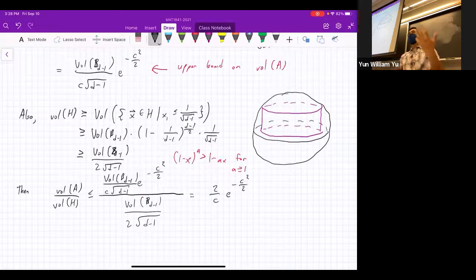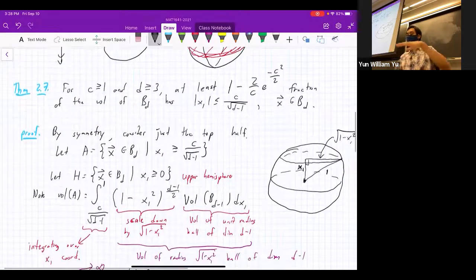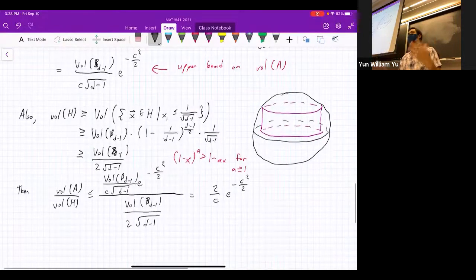So you'll note that the fraction of material that's in A, which is this area above the equator, compared to the total amount of area in the upper hemisphere, is some small exponential, depending on what constant c you choose, of course. And so what this means is just that you don't have very much material that is away from the equator, which completes our proof.